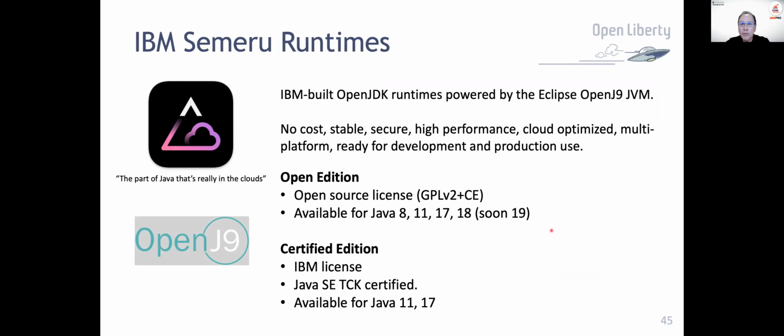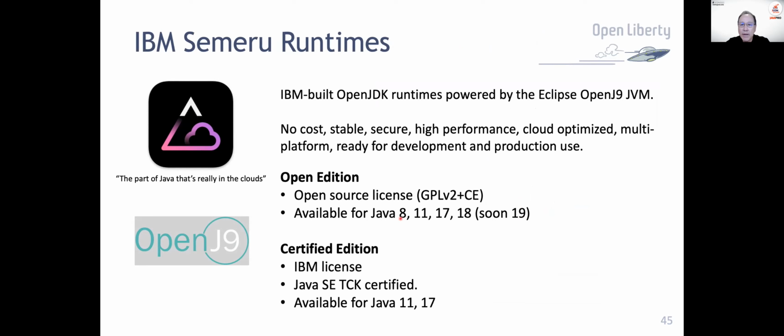So I do want to go over quickly what that is. If you aren't familiar, it's IBM's open source distribution of the OpenJDK. And it comes with the Eclipse OpenJ9 JVM, which Jamie discussed a little bit. In fact, it's the only OpenJDK distribution that does include the OpenJ9 JVM.